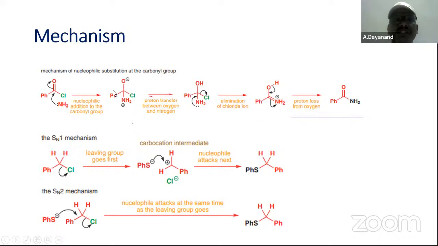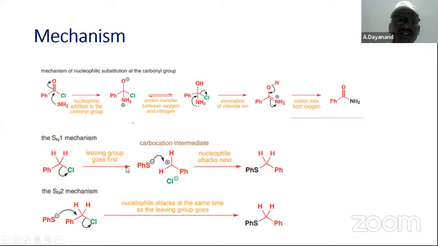The nucleophilic substitution in carbonyl groups involves the removal of one nucleophile. A weak nucleophile is going to be substituted by a strong nucleophile. Whereas in the SN1 mechanism, as I said just now, for example, let us take this benzyl chloride. In the benzyl chloride, the leaving group goes away first. This is the leaving group. Whichever nucleophile leaves the compound is called a leaving group.